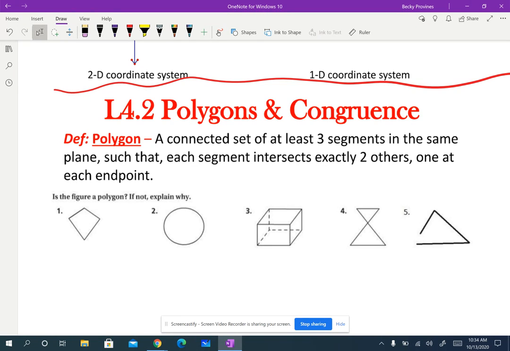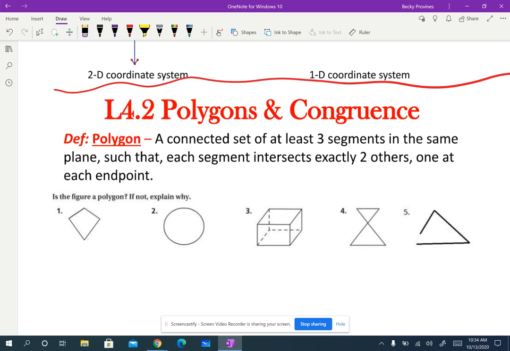So let's start with a little joke. A man came home from work and his birdcage was empty. What did he say? Polygon! Oh, all right. Enough with the bad math jokes.